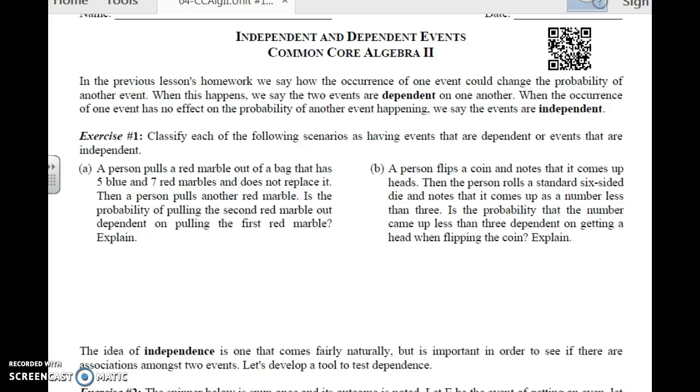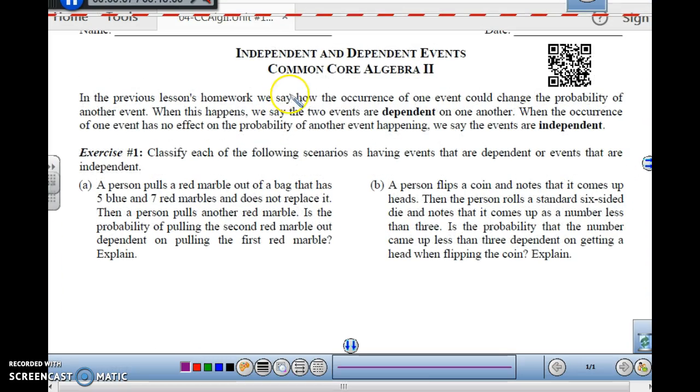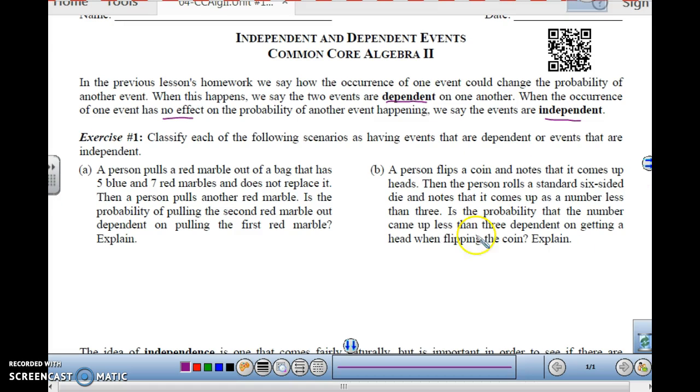This is Algebra 2, Unit 12, Lesson 5 on independent and dependent events. Now, in the previous lesson's homework, we saw how the occurrence of one event could change the probability of another event. When this happens, we say the two events are dependent on each other. When the occurrence of one event has no effect on the probability of the other happening, those are independent. So if one event affects another, it's dependent. If one event doesn't affect the other, it's independent.